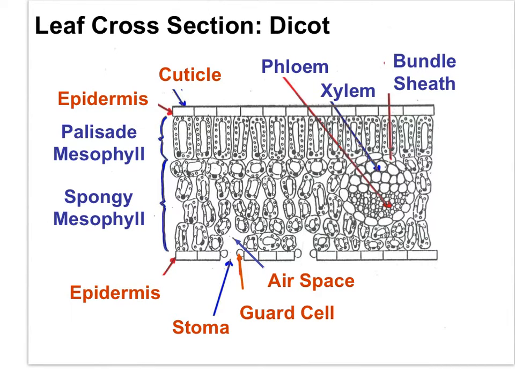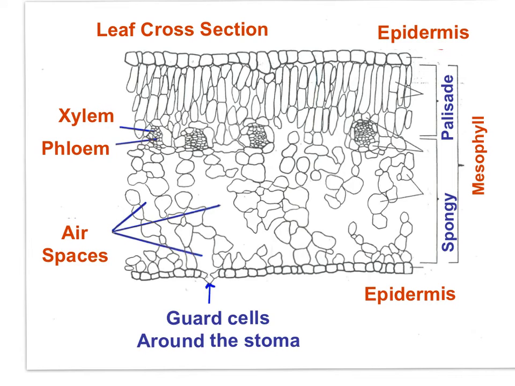We looked briefly at C4 and CAM photosynthetic pathways when we studied photosynthesis. These photosynthetic pathways serve to conserve water, and I won't go into either of these here. In this diagram of a leaf, we can see the epidermis, the palisade mesophyll, the spongy mesophyll, and the vein with the xylem and the phloem.